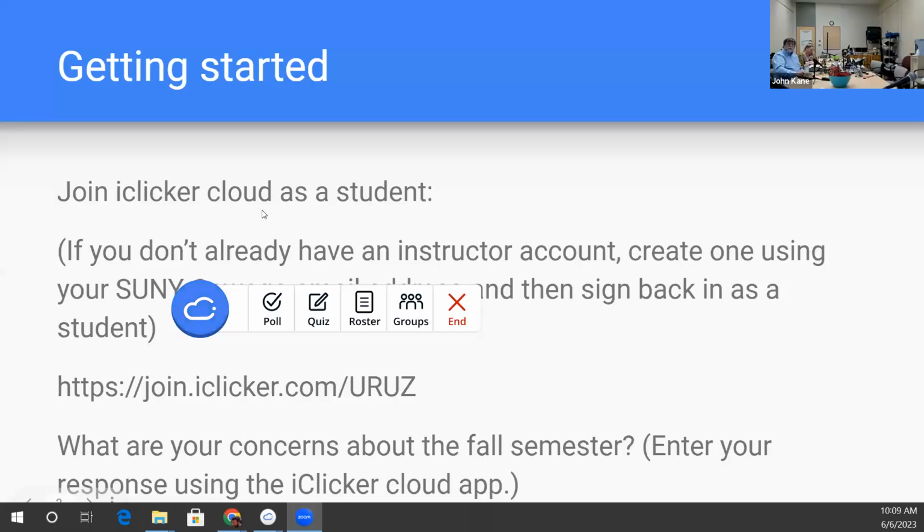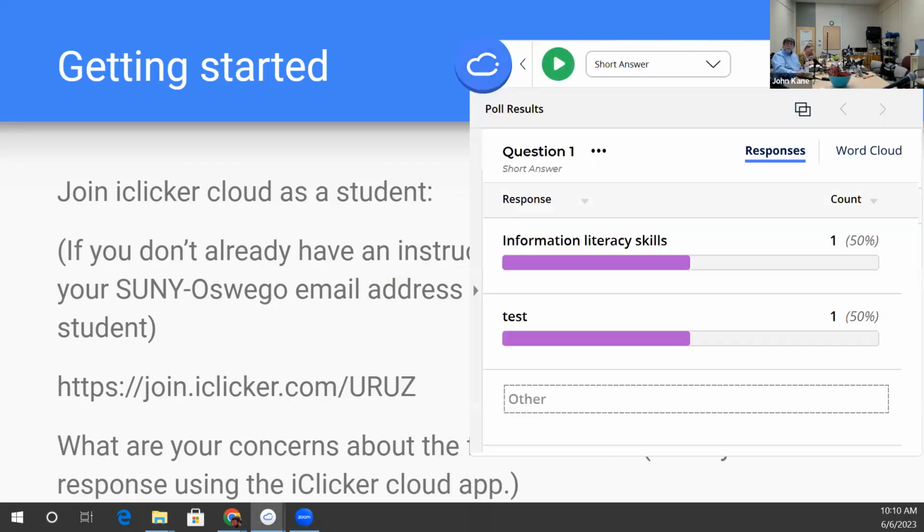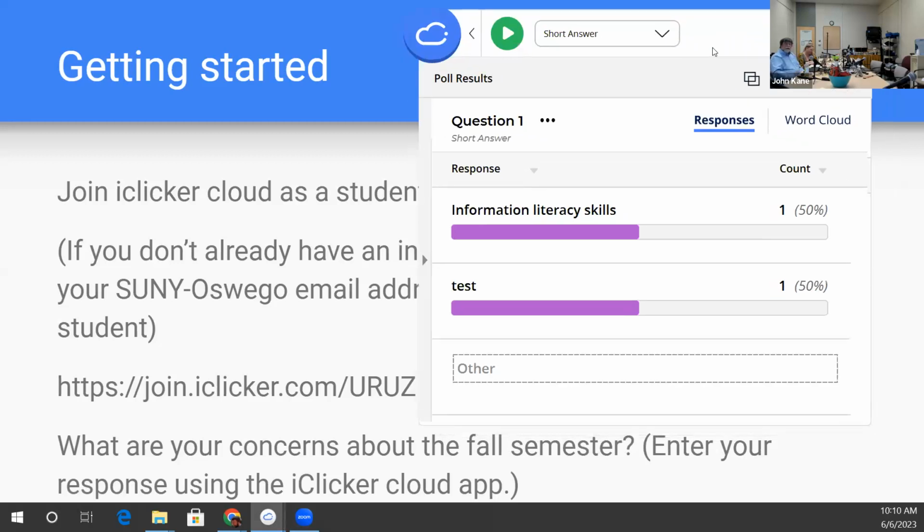Okay, so now you should see the screen, and let me get those results back up there again. And these were the results, and that's what I meant to show. Okay, sorry about that. And I showed the word cloud. This time I'll show it so you can see it.